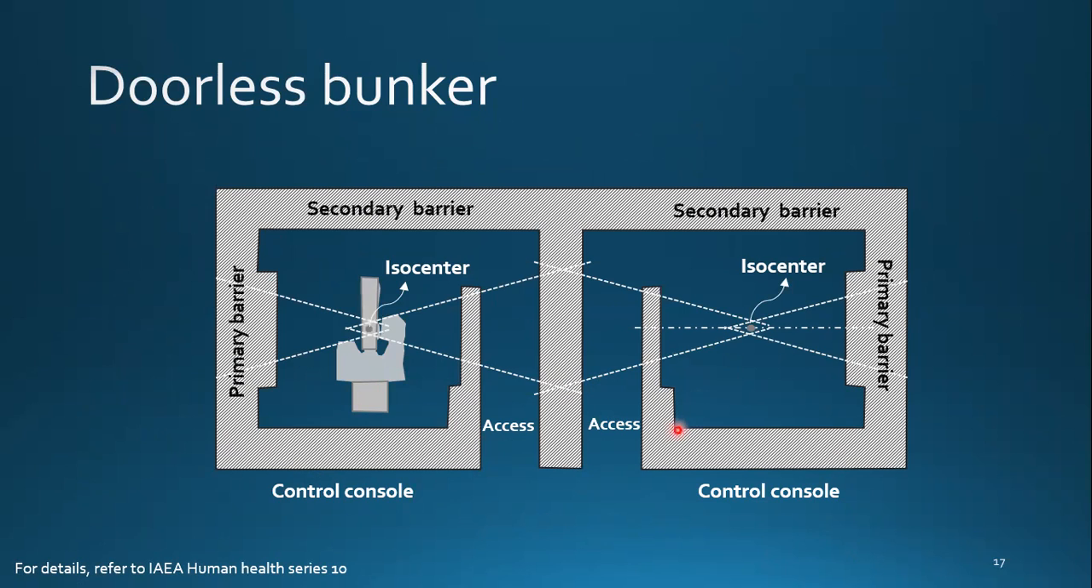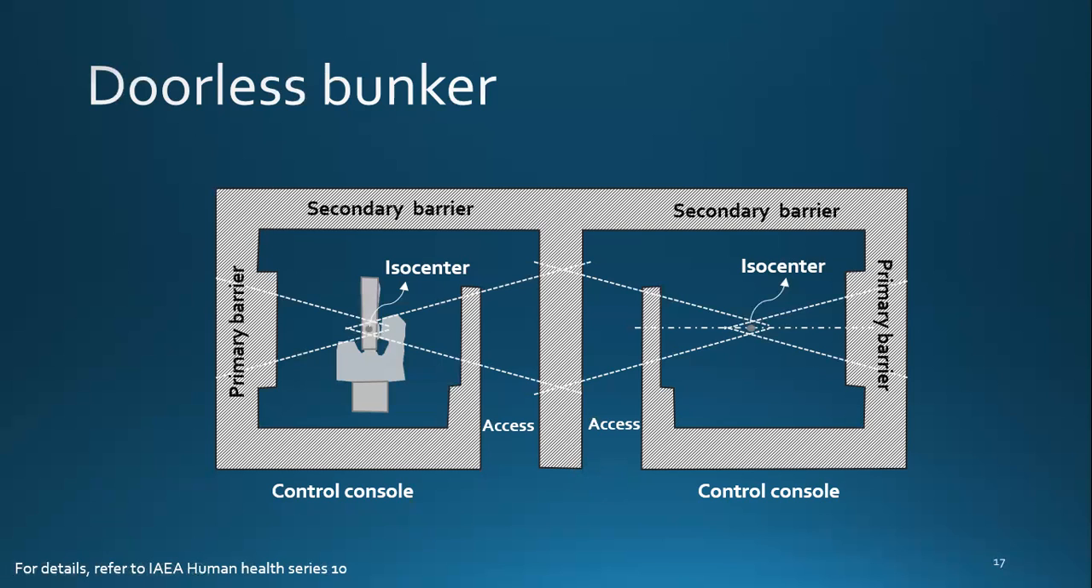The other arrangement is parallel arrangement. That is, one bunker is like this with the maze here, and the other bunker will be identical with the maze on this side. Anyway, the interesting point here is it is a doorless bunker. How do you achieve a doorless bunker is the question. Now, if you want to have a doorless bunker, the dose here should be very less. How do you reduce the dose here?